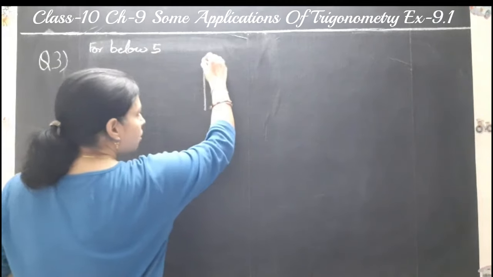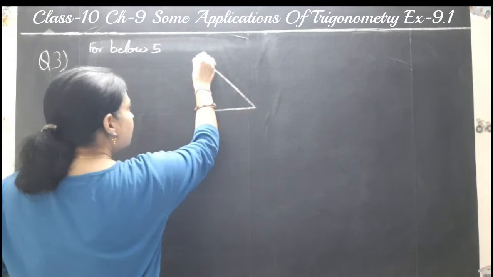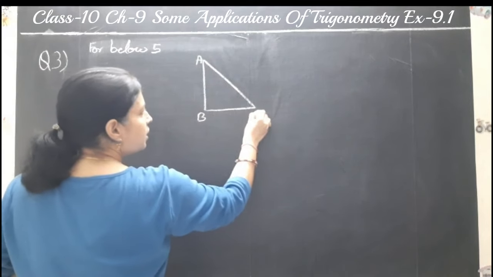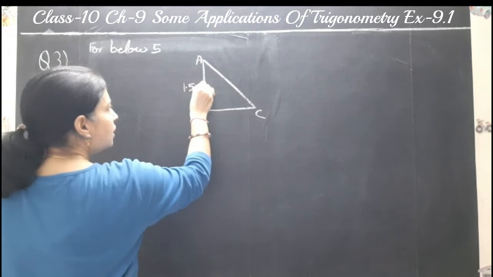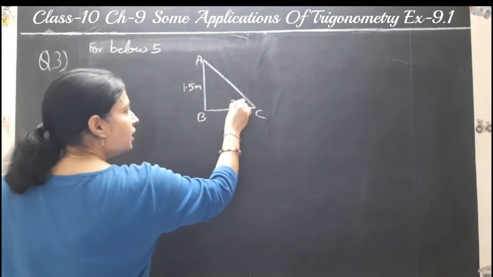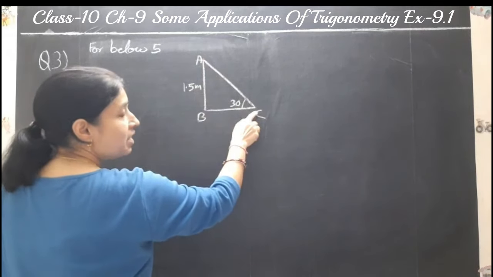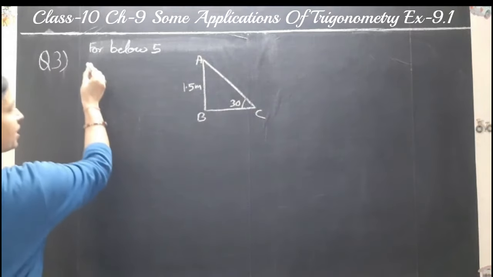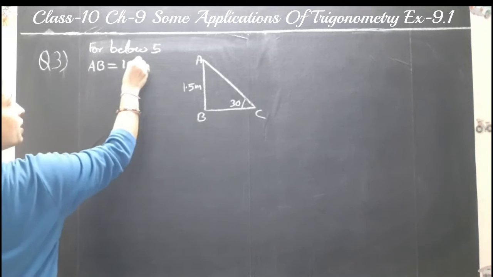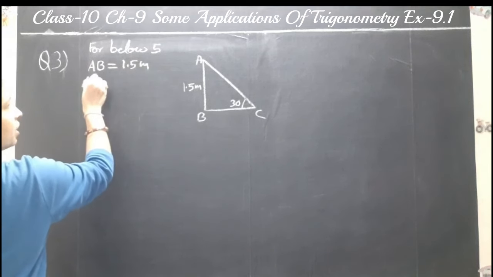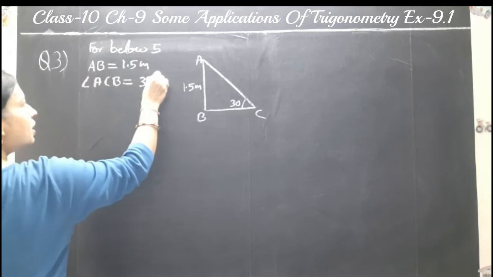Let us draw. This one is a slide ABC, and height of the slide is given 1.5 meter and this angle is given 30 degree and we have to find out length of the slide. Here length of the slide is AC. So first write what is given. Here AB is equal to given 1.5 meter, angle ACB is given 30 degree.